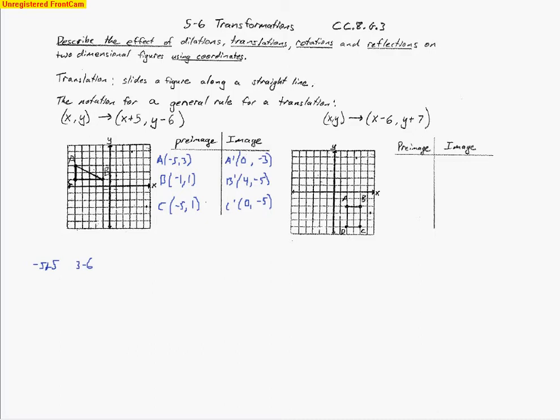Over 0, and then down 3 spaces, puts me right there, and that is A prime. And then over 4 spaces, 2, 4, and then down 5 spaces, puts me right there. I'll call that B prime. And then over 0 and then down 5 puts me right there, and we'll call that C prime. Once I've got those points, you can just connect them with lines, and we've got our image.